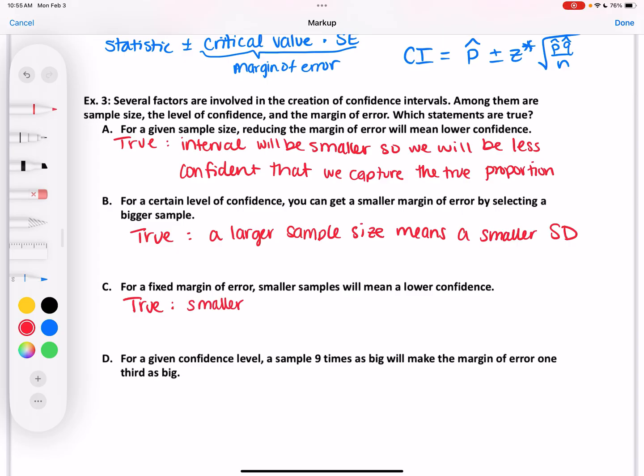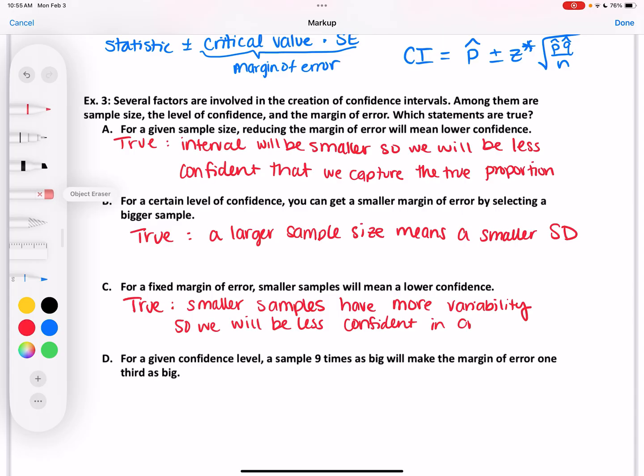Smaller samples have more variability. So we will be less confident in capturing the true proportion.